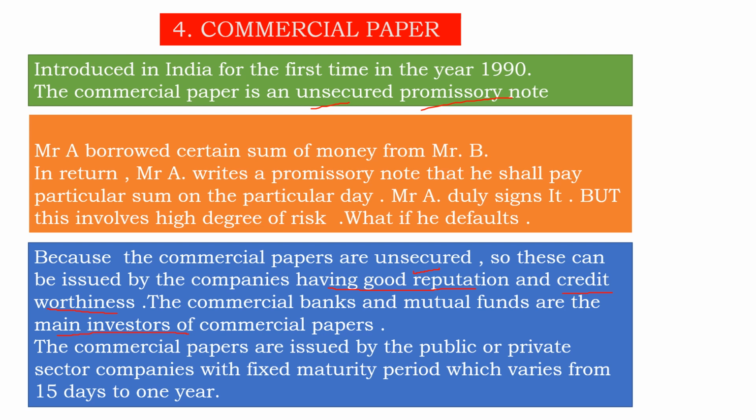Commercial papers are issued by public or private sector companies with a fixed maturity period which varies from 15 days to 1 year. Because they are issued by creditworthy companies, the doubtfulness becomes zero. If common citizens also start issuing commercial paper, it will be a very high degree of risk. Okay, so what is a commercial paper? It's an unsecured promissory note issued by creditworthy companies having good reputation.